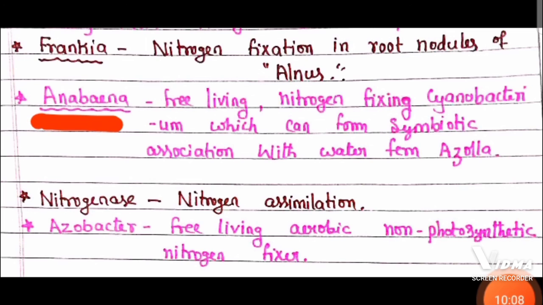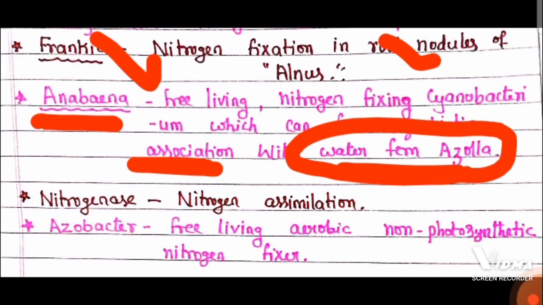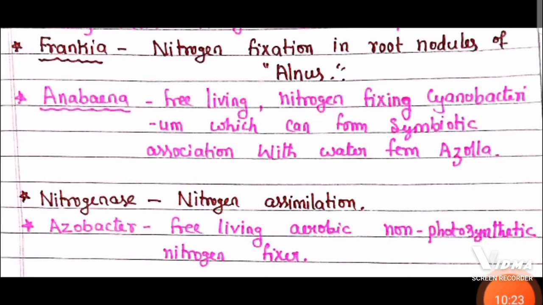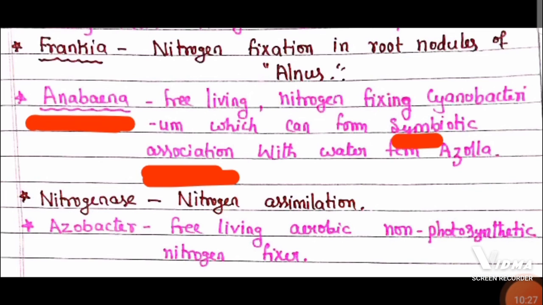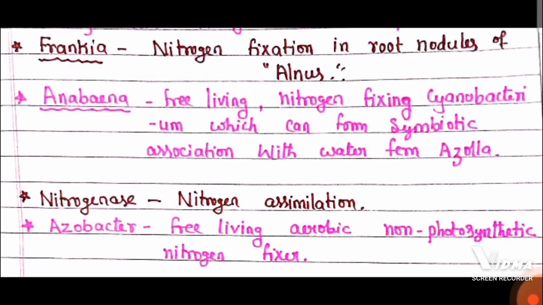And remember, Anabaena is a free-living nitrogen-fixing cyanobacterium which can be symbiotically associated with the water fern Azolla. There is a water fern called Azolla, and with this water fern Azolla, Anabaena is symbiotically associated. Moreover, Anabaena is a free-living nitrogen-fixing bacterium, but sometimes it symbiotically associates with a fern like Azolla.